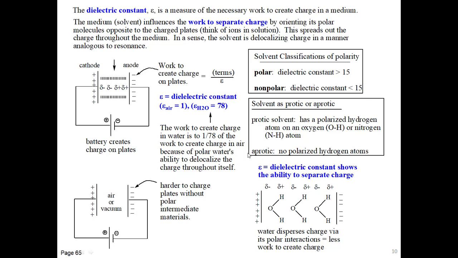Aprotic means there's no polarized proton. All right. So it's just a picture. This is just a picture of how water could help dissipate the charge in a plate. The oxygen could gather by the positive plate, and the hydrogens could gather by the negative plate.